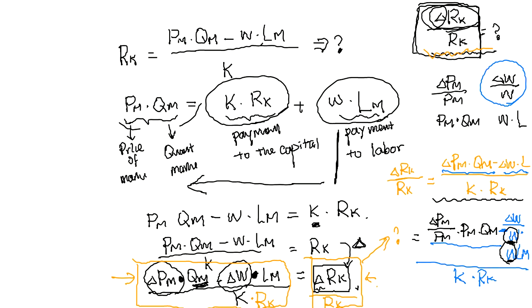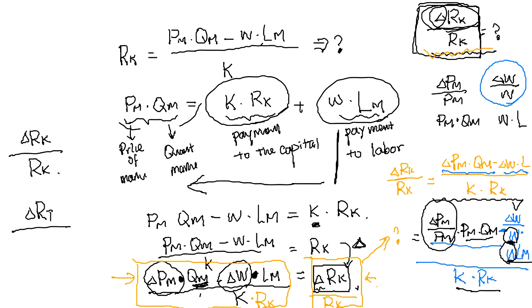You have this term, you have this term, you have this term, you have this term, and you also have this term. And you should be able to figure out what's the change rate on the rental of the capital. And by the same token, you should be able to find out this.